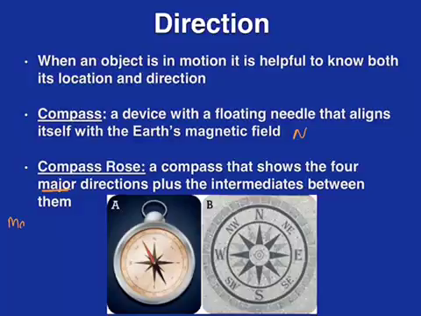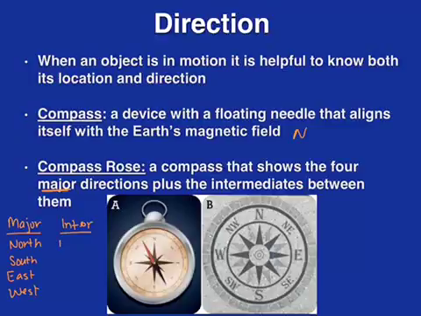Your major directions are north, south, east, and west. Your intermediates are northwest, northeast, southwest, and southeast. A compass rose has both the major and the intermediates, where a compass will just have the major.